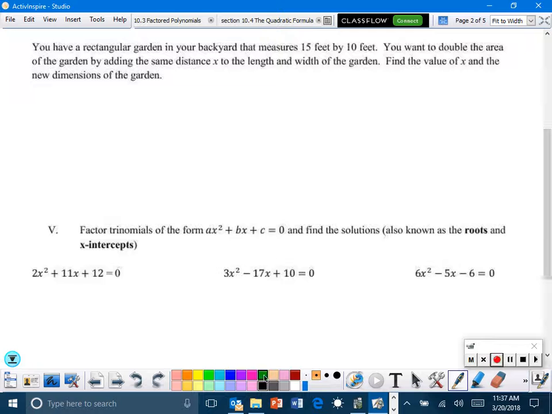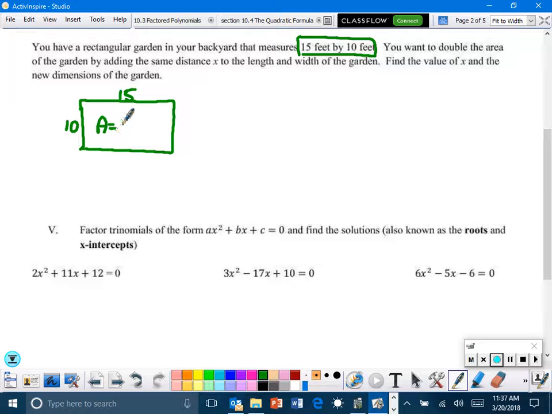First thing we're going to need to do is draw a picture of the original garden. All right, so I'm going to draw a rectangle. And I'm going to say this is my original garden, and it is 15 by 10. Now, I can figure out the area of that garden because that's going to need to come into play. 15 times 10 is 150 square feet. So that's the original garden. That's what this part tells me.